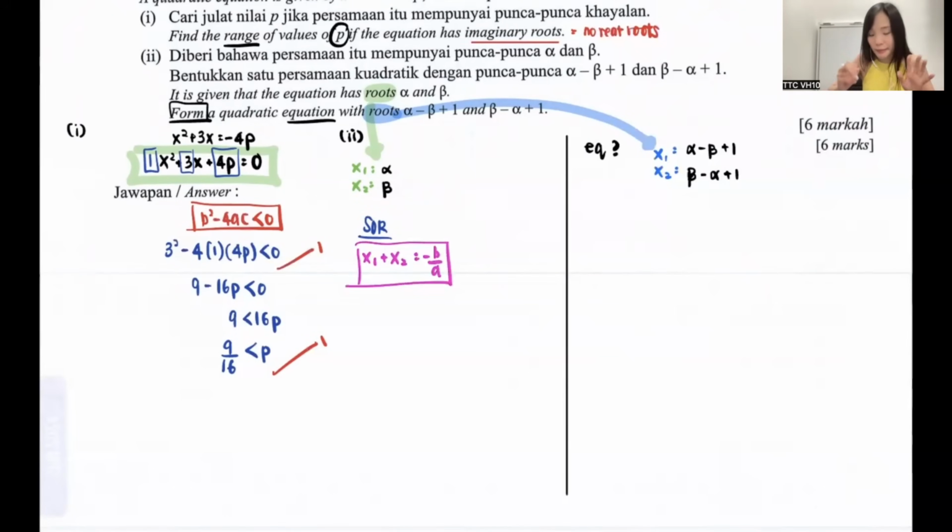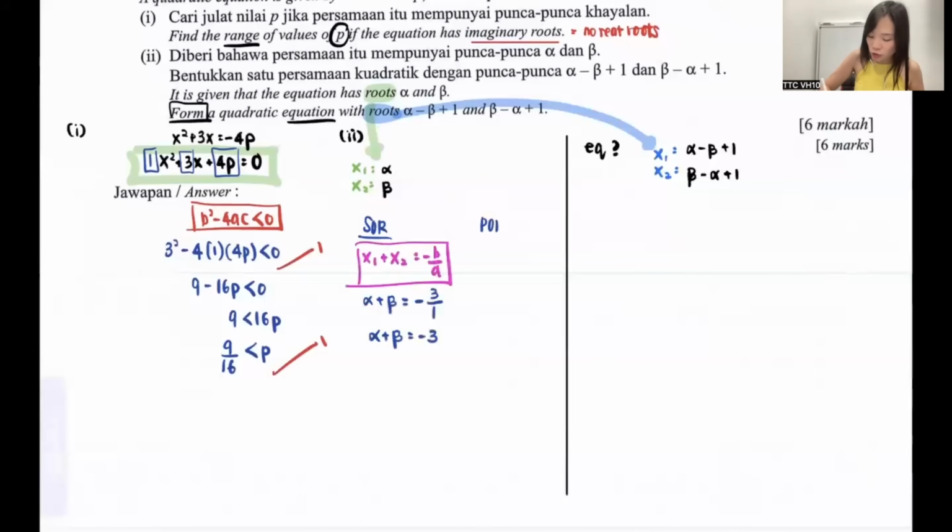Okay? So now, let me sub in first. Your x1, x2 is alpha, beta. So alpha plus beta equivalent to negative, your B is 3, your A is 1, isn't it 3 over 1? Okay, from here, I know alpha plus beta equals negative 3. Don't know how to use it, never mind. At least you have that first, okay?